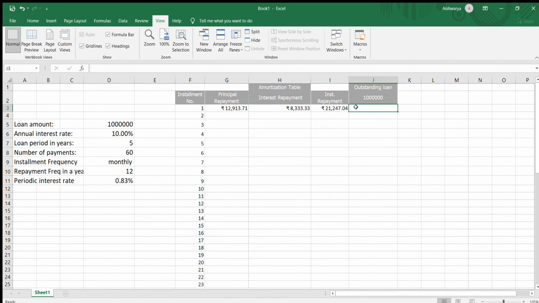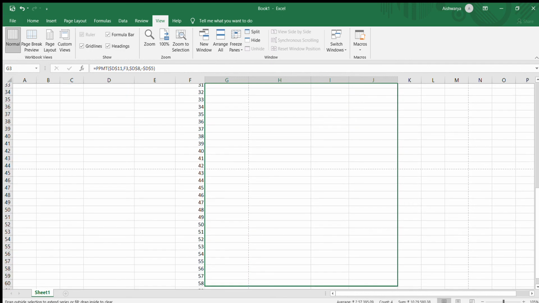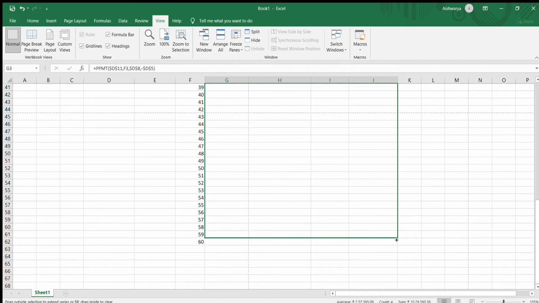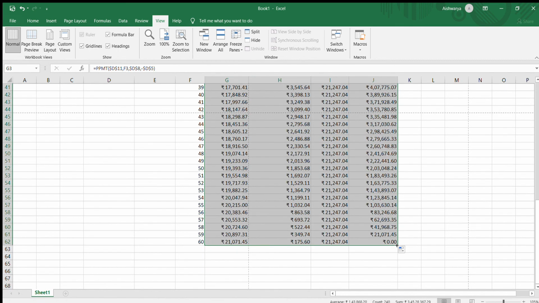Now we can find out the outstanding loan. Outstanding loan is found by the principal value minus principal repayment. Now we can drag this and the amortization table is ready.